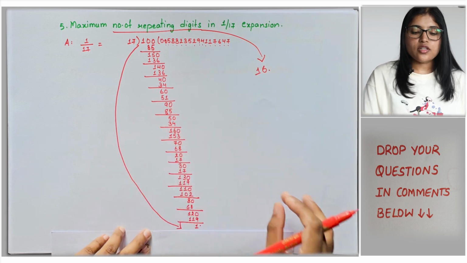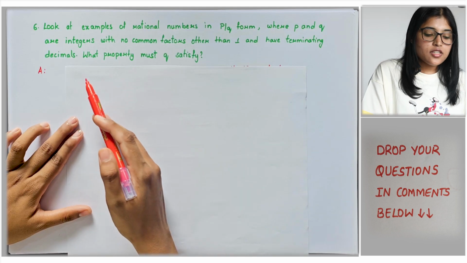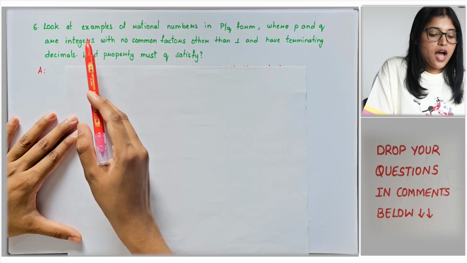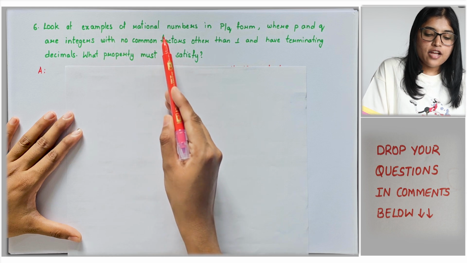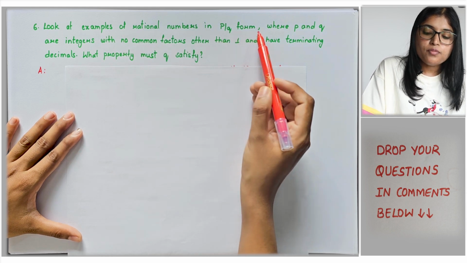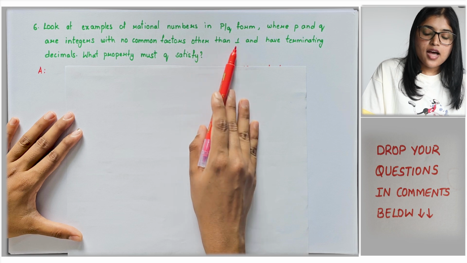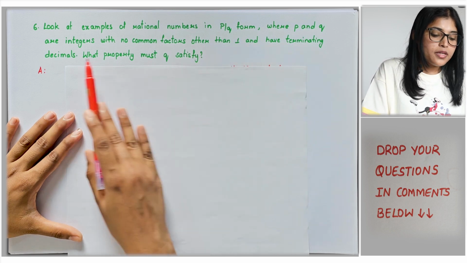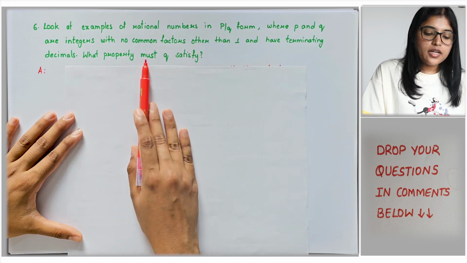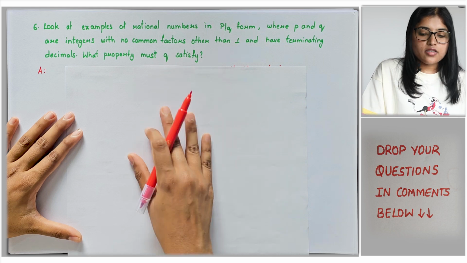That's the answer to this question. Question 6 of exercise 1.3 asks us to look at examples of rational numbers in p by q form, where p and q are integers with no common factors other than 1 and have terminating decimals. What property must q satisfy?